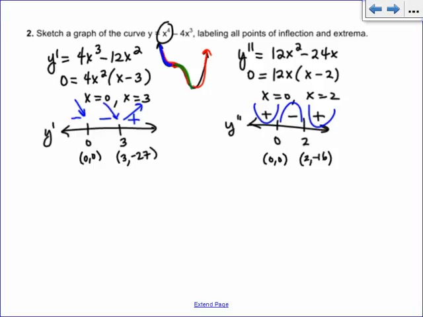So the 3, comma, negative 27 is going to be a min, and then these are going to be points of inflection because it changed from concave up to concave down or down to up. Okay?